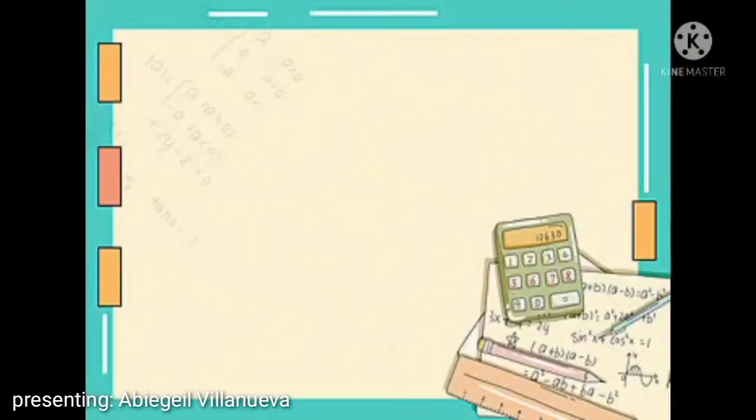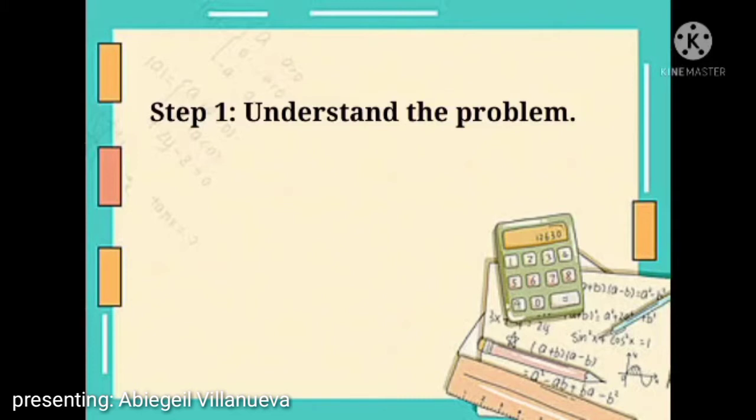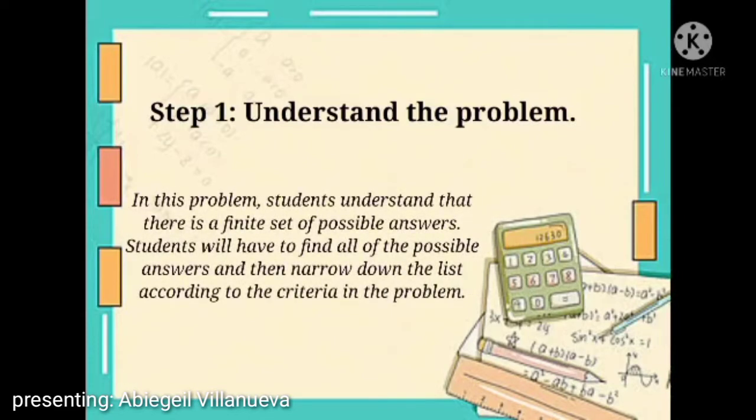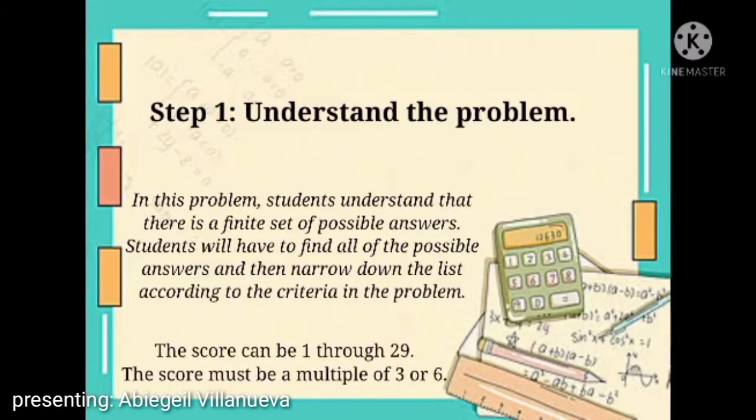Let's try to solve the given example by using the POLYAS step. The first step is understand the problem. This involves identifying the key pieces of information needed to find the answer. This may require students to read the problem several times or put the problem into their own words. In this problem, students understand that there is a finite set of possible answers. Students will have to find all of the possible answers and then narrow down the list according to the criteria in the problem. The score can be 1 through 29. The score must be a multiple of 3 or 6.